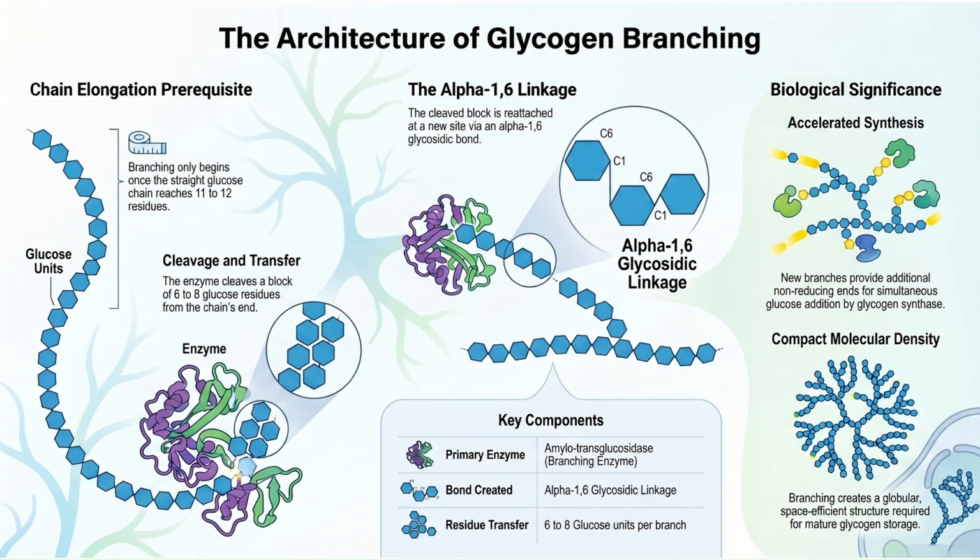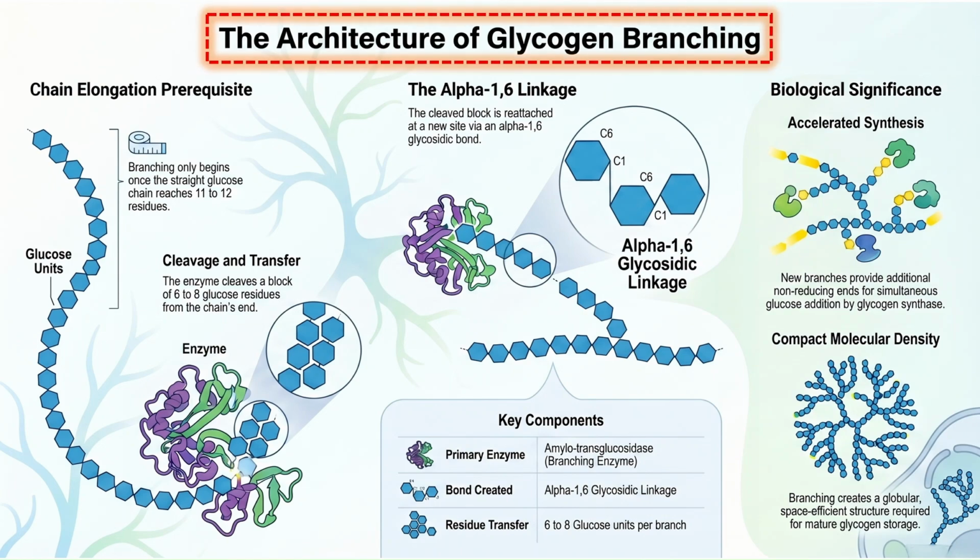So far, we have seen only the linear chains being synthesized. If the glycogen were composed of only long straight chains, it would be inefficient both to synthesize and to break down. So, nature solves this problem through branching. As shown in this picture, branching does not begin immediately. The glycogen chain must first be elongated to approximately 11 to 12 glucose residues.